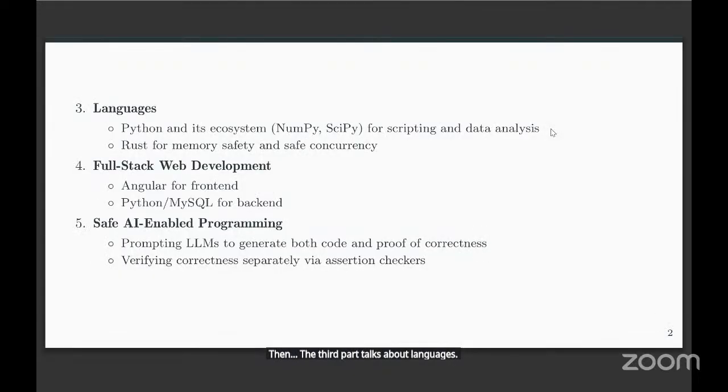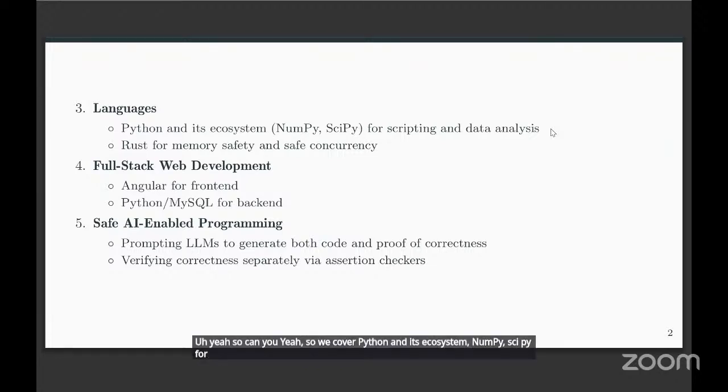Then the third part talks about languages. So we cover Python and its ecosystem, NumPy, SciPy for scripting, data analysis, and so on.